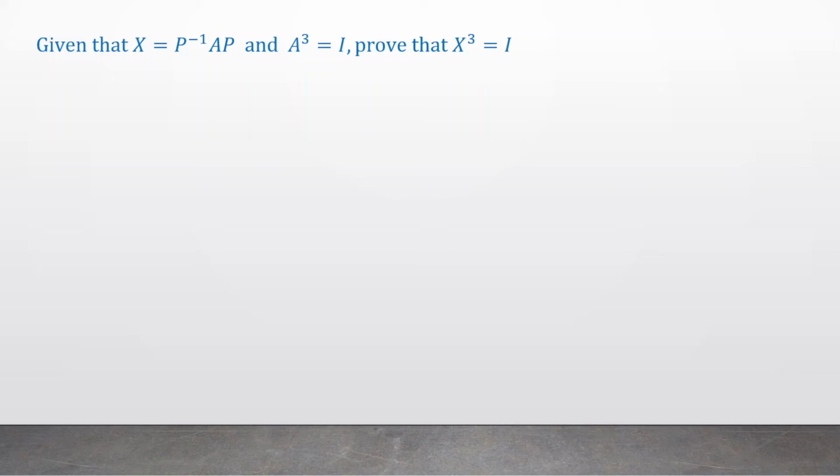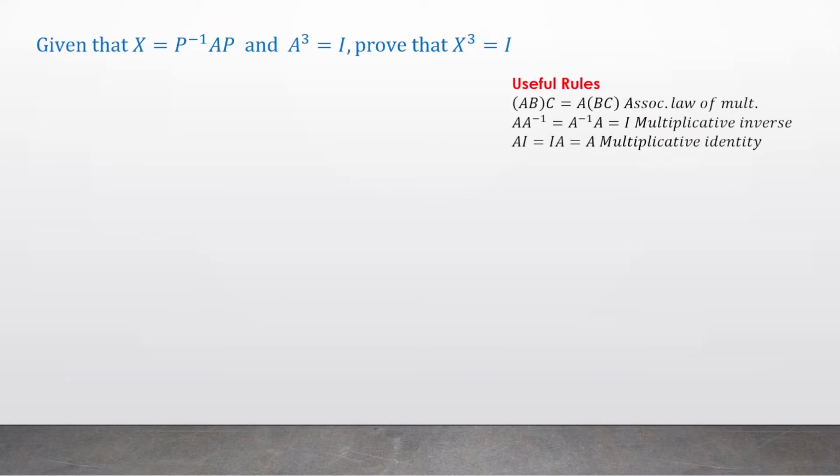Here we have a matrix algebra problem. We're given that matrix X equals the inverse of matrix P times matrix A times matrix P, and A cubed equals the identity matrix. Prove that X cubed equals the identity matrix. Here are some useful rules that we'll refer to when we're doing the problem.